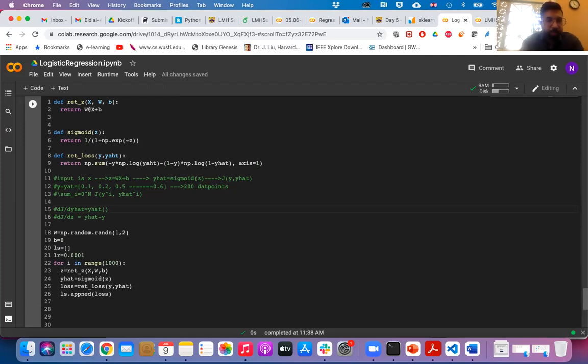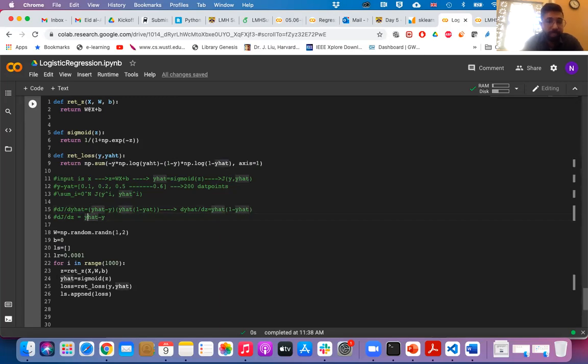Okay, so this was (y hat minus y) divided by y hat times (1 minus y hat), and dy hat divided by dz was y hat times (1 minus y hat).